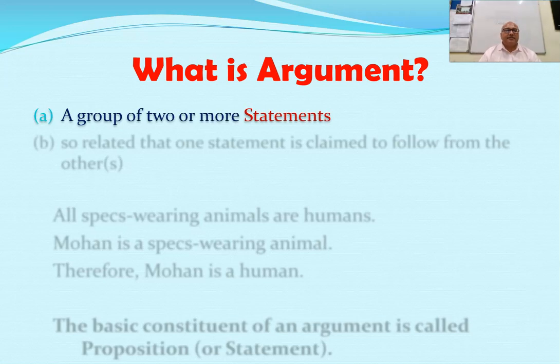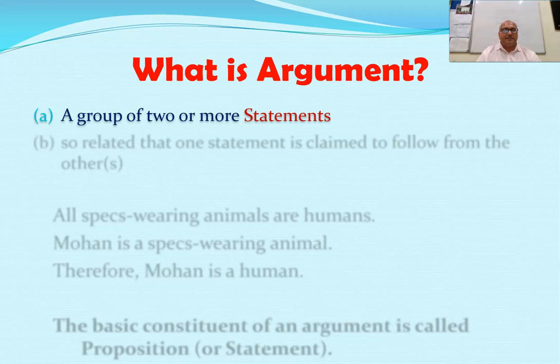So the first thing is that an argument is a group of two or more statements. This is the first feature of its definition. It's a group of statements, and in a group, you know that there is no group which has just one member, right? So we call something a group only when there is more than one. So an argument is a group of statements, and there we find at least two or more.